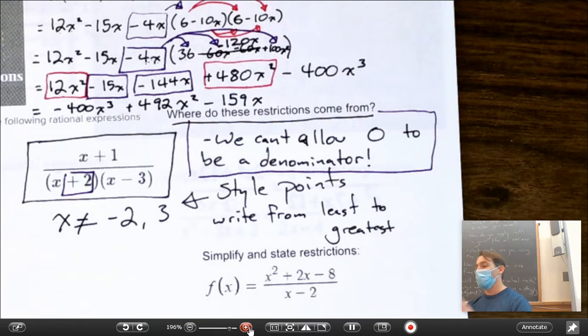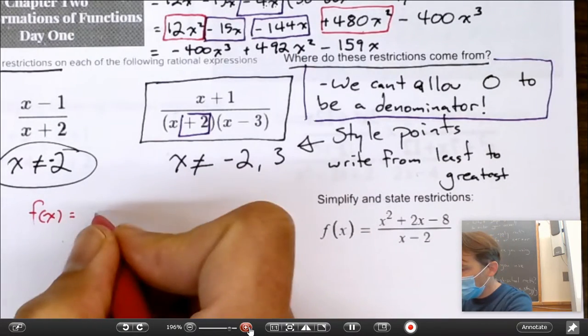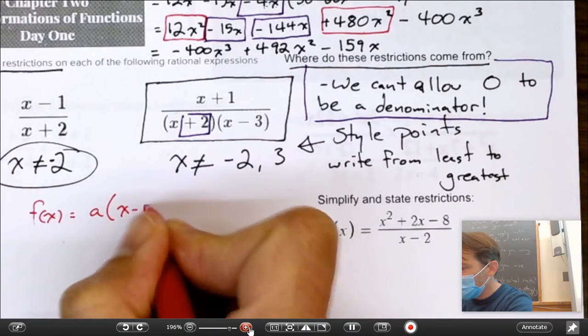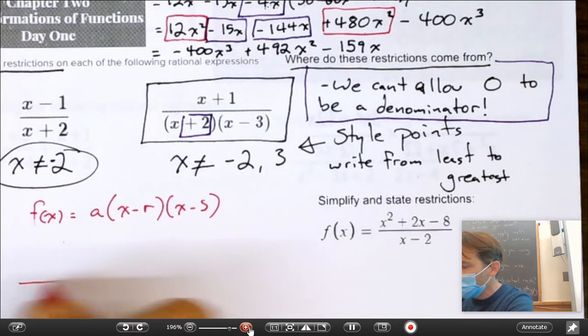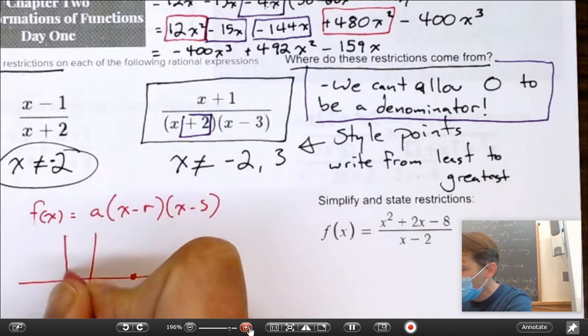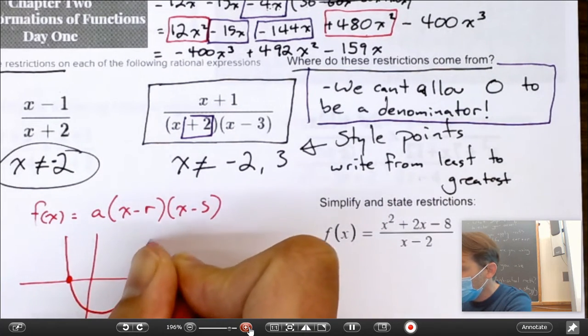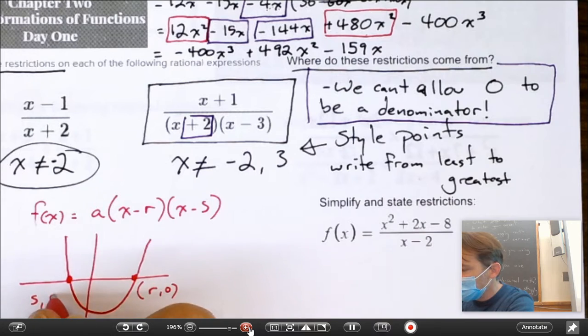In the same way that we write factored form, so if I write out factored form of a quadratic, we remember that that also tells me the location of zeros. If I have f of x is equal to a(x minus r) multiplied by (x minus s), then I know that this is some quadratic that will have roots or zeros at r, 0 and s, 0.